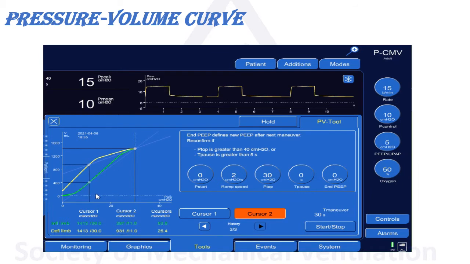So there's discrepancy in the literature between where do you put the PEEP. Is it above the lower inflection point, or above the point of maximum curvature, or between the area of the maximum hysteresis here?